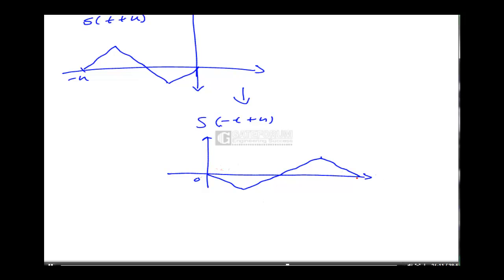Okay, 0 and 4 and 2. This is my s of 4 minus t. This s of 4 minus t is also equal to minus of s(t). This is the impulse response of the matched filter, which is one of the options in the question. Okay.